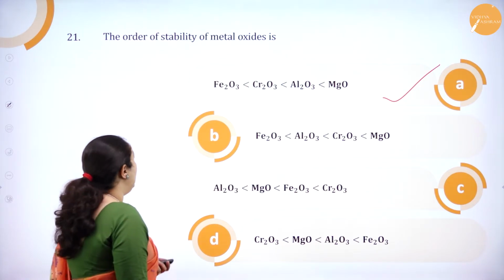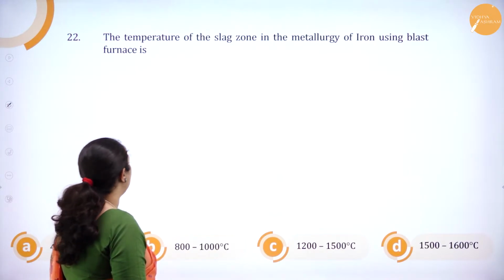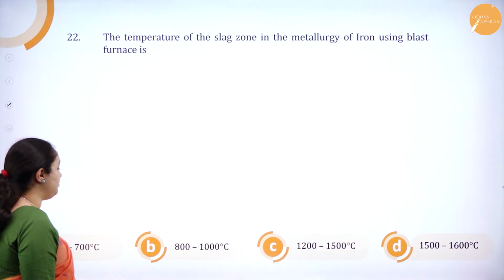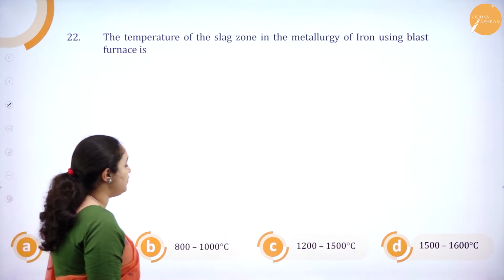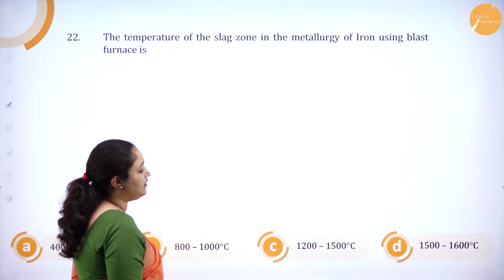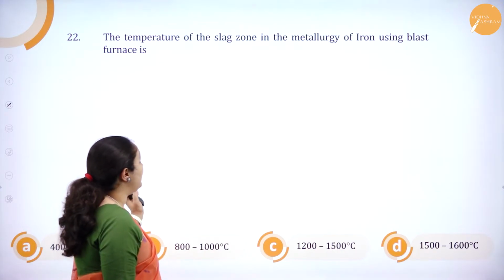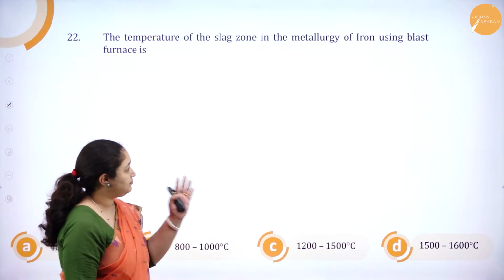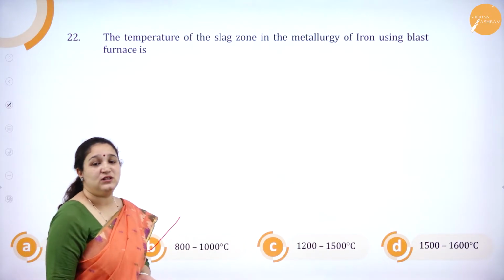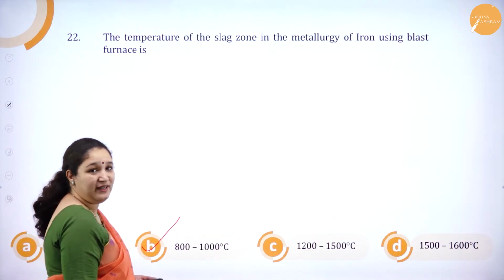Okay. So the next question is, the temperature of the slag zone in the metallurgy of iron using a blast furnace is option A, 400 to 700 degrees Celsius, option B, 800 to 1000 degrees Celsius, option C, 1200 to 1500 degrees Celsius, and option D, 1500 to 1600 degrees Celsius. So they are asking, what is the temperature of the slag zone in the blast furnace for extraction of iron? It is 800 to 1000 degrees Celsius. Correct? So option B is the correct answer.